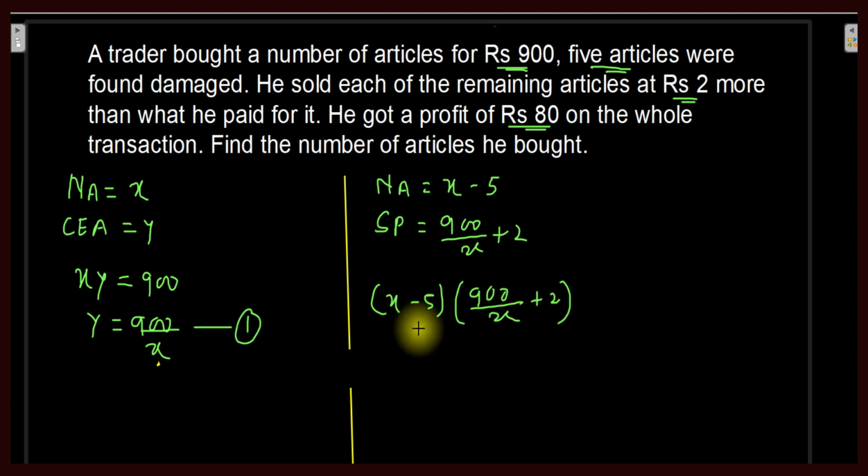Now here X minus 5 are the number of articles left with him. It means he has sold X minus 5 articles, and the selling price of each article is 900 upon X plus 2, and therefore their product will give you the total amount he got, which is equal to the cost of the articles plus total profit, that is 80 rupees. So this total amount will be 980 rupees.